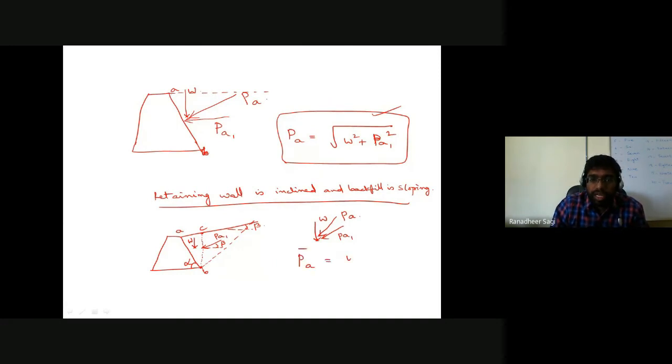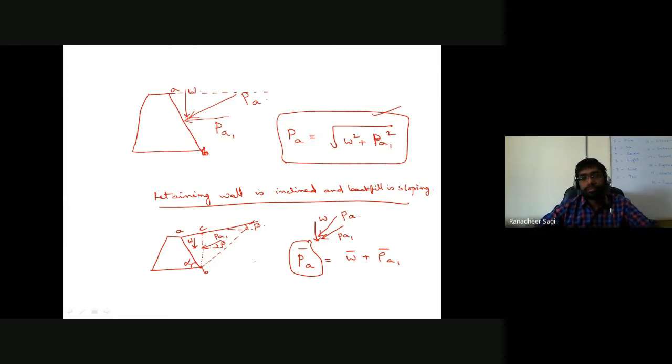So PA is what I'll get as the resultant of the weight vector and the PA1 force vector. The resultant of those two force vectors, as we have learned from engineering mechanics, is calculated in the same way, and it is indicated as the PA force. Here the PA force is nothing but the resultant thrust coming from the adjacent soil, which is an inclined backfill, and due to that inclined backfill, the resultant force coming on the inclined retaining wall surface is what we are subsequently calculating.